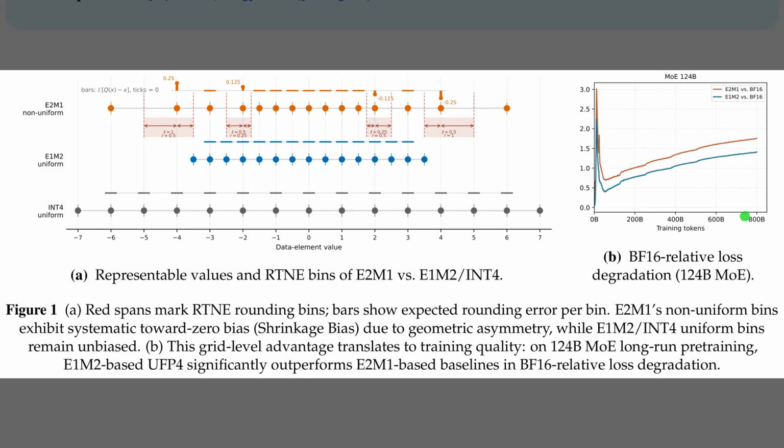Figure 1 illustrates how grid geometry affects training performance. On the left, Panel A compares the representable values and rounding bins of the non-uniform E2M1 format against uniform formats like INT4. The rounding bins under round to nearest even, a standard rounding method mapping halfway points to the nearest even value, are asymmetric in E2M1, which creates a systematic shrinkage bias that pulls numerical values towards zero.